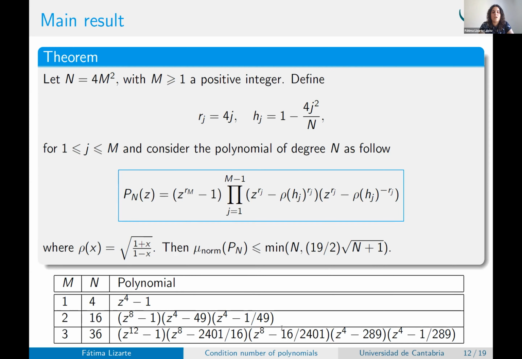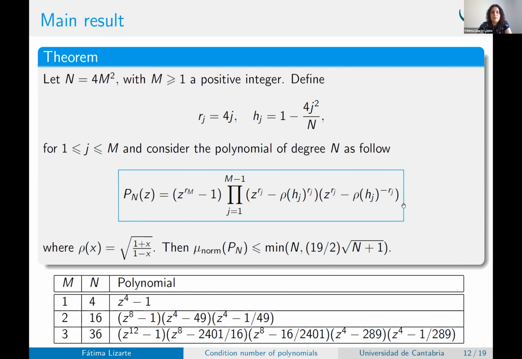The first three polynomials of our sequence, corresponding to the degrees 4, 16, and 36, respectively, can be found in this table. So the question now is, why this polynomial? Where does the constructed polynomial of degree n come from? Note that these polynomials are defined by their zeros, and they can be seen under a stereographic projection as a set of spherical points constructed.